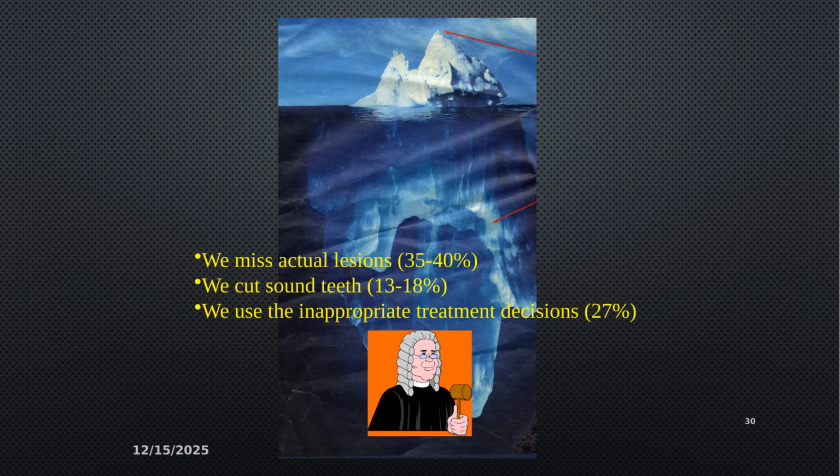Diagnostic mistakes are common. About 35 to 40% of true lesions are missed, causing delayed care. Healthy teeth are sometimes unnecessarily treated, occurring in 13 to 18% of cases and causing unnecessary harm to sound structures. Approximately 27% of treatment plans are inappropriate, reflecting interpretation or judgment errors. Recognizing these patterns helps prioritize better imaging, careful review, and second opinions to improve patient outcomes.